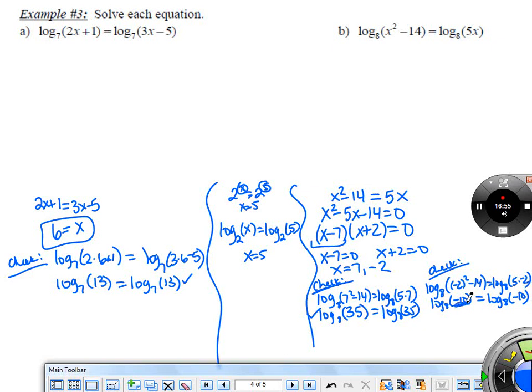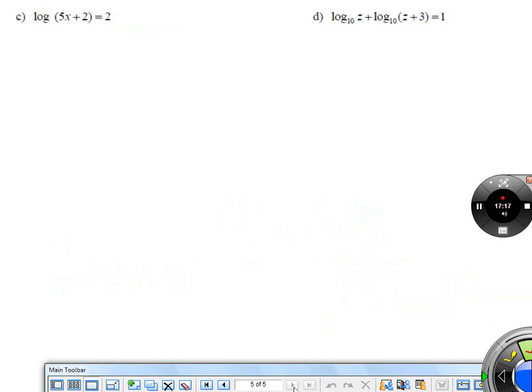This is part of the stuff that's restricted from the domain. I can't calculate a logarithm of a negative number, which means this is undefined, and so this does not work, which means negative 2 needs to be eliminated from the solution set, and we only have 7 as a solution. Okay. So don't forget to check when you're solving these logarithmic equations.